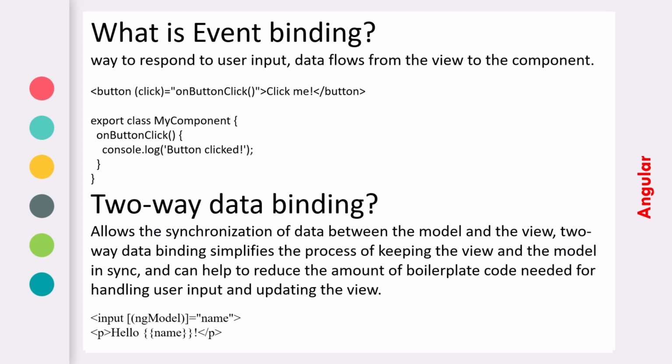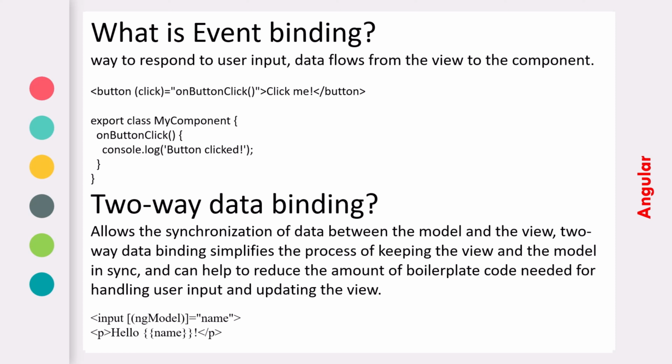What is event binding? It's a way to respond to user input, that is, data flows from the view to the component. It allows you to bind a component event, for example button click or form submission, to a method in your component class. Sample code that shows how to use event binding to handle a button click is as follows. In this example, the button element has an event binding to the click event that calls the onButtonClick method in the component class when the button is clicked. When the button is clicked, the onButtonClick method logs a message to the console. This is the sample code for event binding.